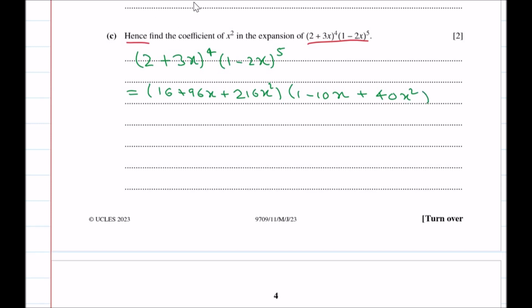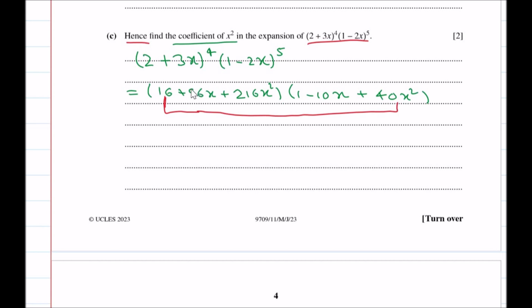Now we have to find the coefficient of x square, right? So what you need to do, we need to see which term will be multiplied with the other term in the other bracket. First bracket term will be multiplied with the second bracket term. So if you take 16 here, there is no x in this, right? So this must be multiplied with the term in the other bracket with x square, right?